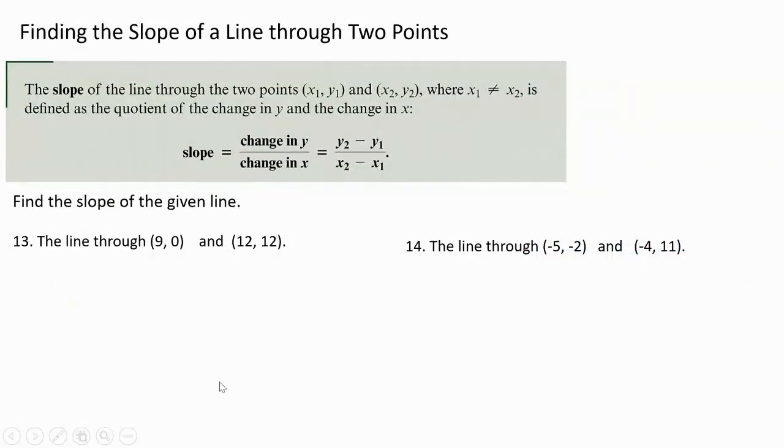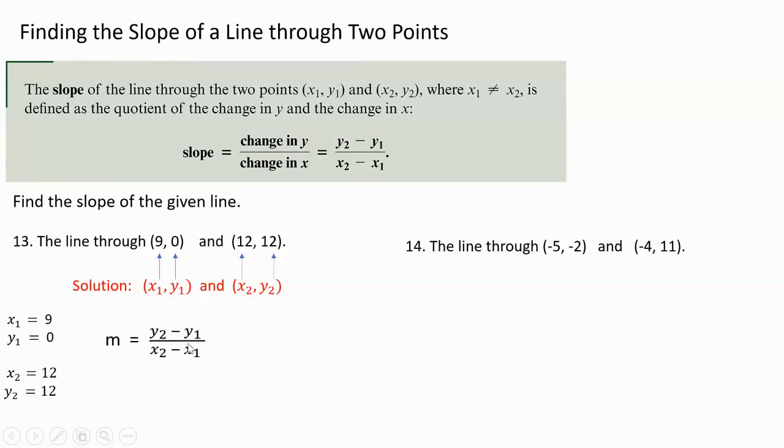Okay, now how do we find the slope given 2 points? This is the formula for the slope: y2 minus y1 over x2 minus x1. For example, number 13, they want you to find the slope that passes through 9, 0 and 12, 12. So this is the first point. I'm going to call this x1. x1 will be my 9. y1 will be my 0. x2 will be my 12, and y2 will be 12.